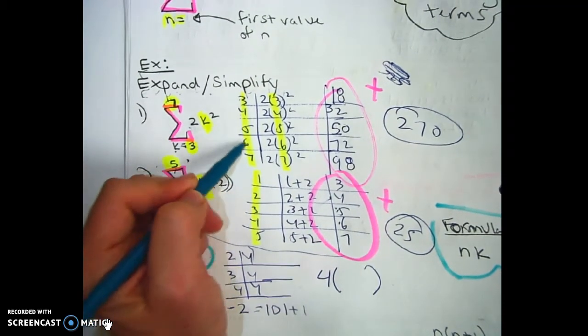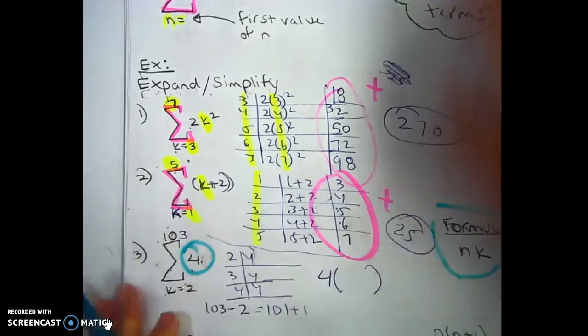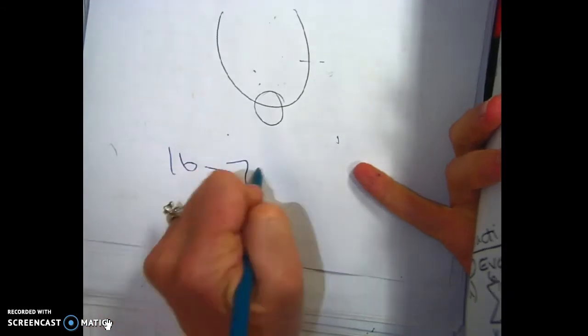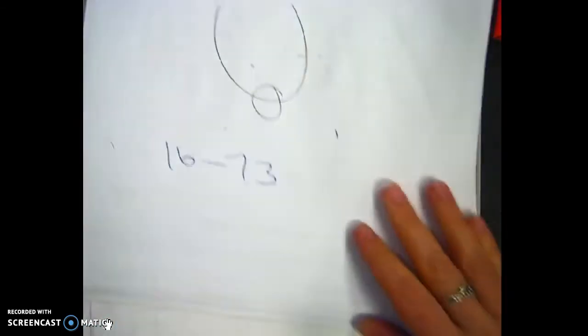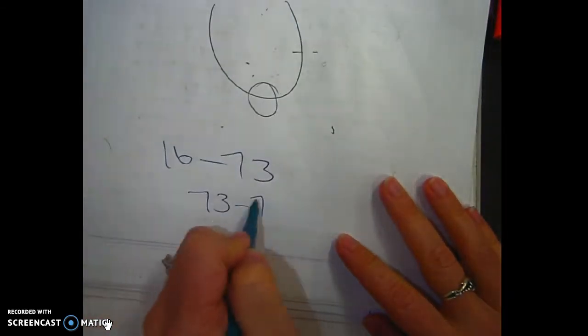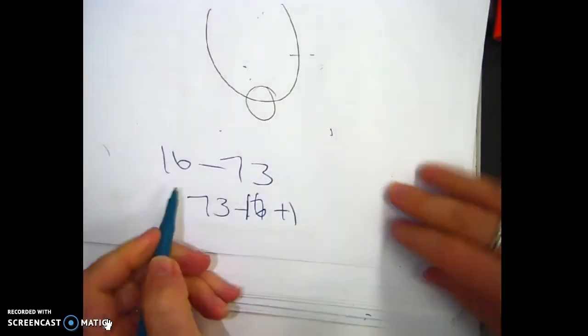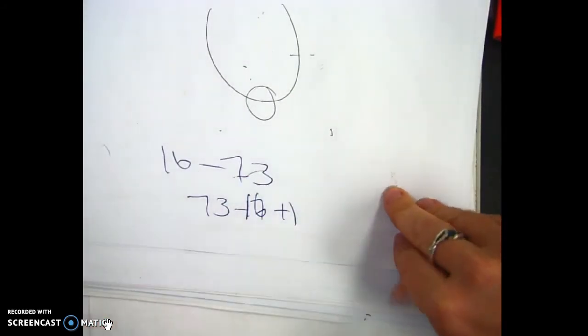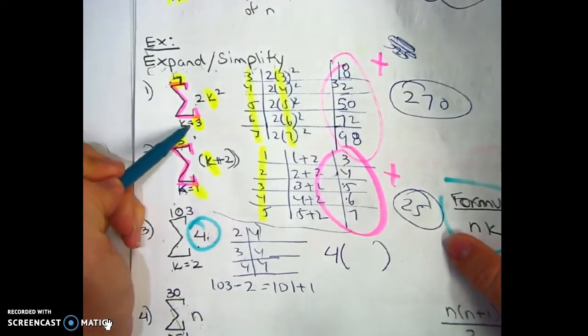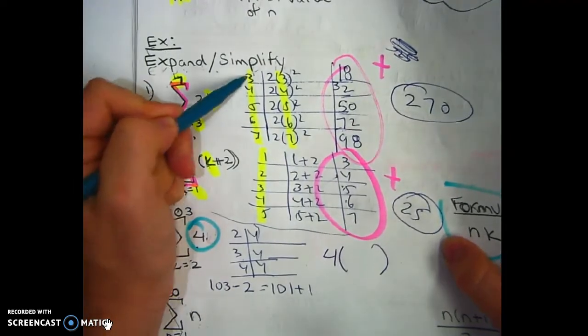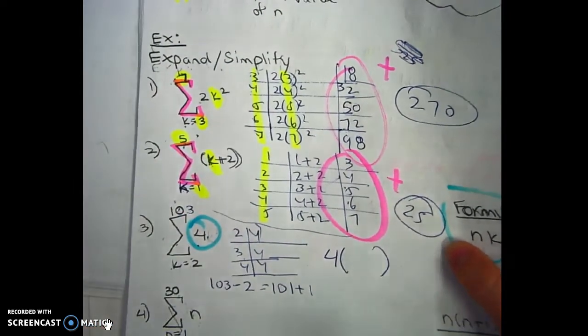1, 2, 3, 4, 5. So if you were figuring out how many numbers from like, I don't know, 16 to 73, what you would do is you would take the last minus the first, and you would add 1, okay? And that's how many numbers are in the range. 7 minus 3 is 4, plus 1 is 5. 1, 2, 3, 4, 5. There's 5 numbers in that sequence.